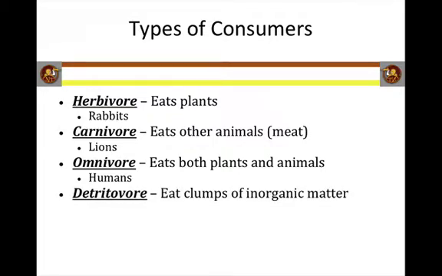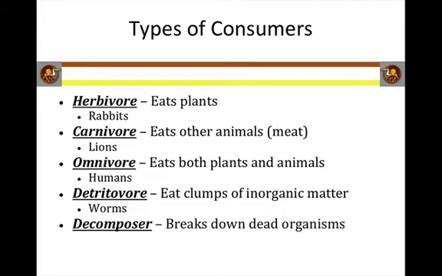Next is a detritivore, which is an organism that eats clumps of inorganic matter. Now remember back to biochemistry when we talked about organic versus inorganic. Things that are organic have carbon in them. Things that are inorganic do not have carbon in them. So detritivores, such as worms, eat things that don't have carbon, like dirt. Right? And lastly, we have decomposers, which break down dead organisms in order to get their food. And an example of a decomposer is a fungi, like a mushroom.